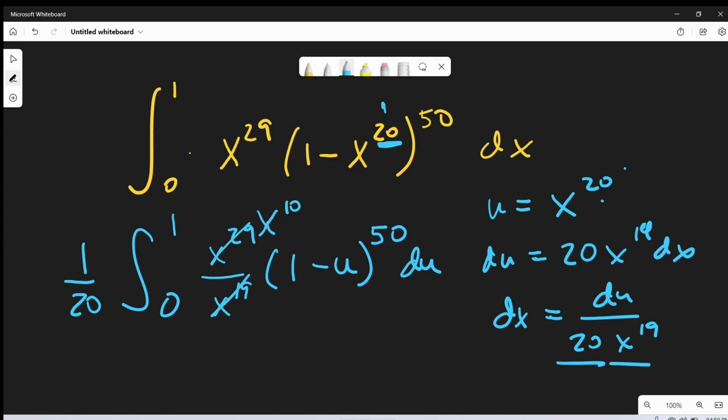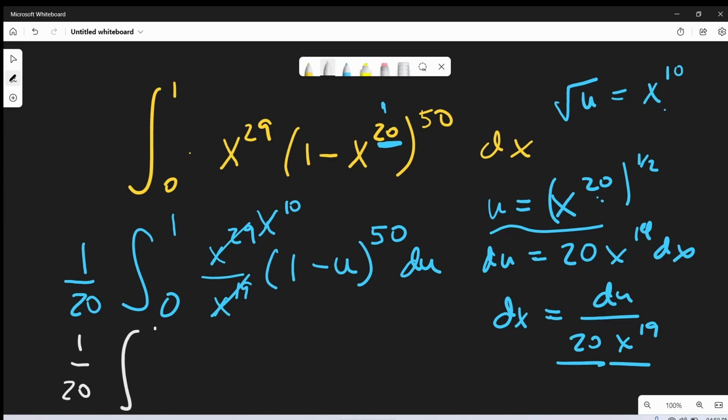All right. Now the thing to notice, our substitution was u equals x to the 20th. The square root of u is x to the 10th, right? Taking a half power here, we get our x to the 10th. So let's do a quick rewrite. We'll have our 1 over 20. Okay, but our x to the 10th we'll write, instead of writing a square root, as u to the 1/2. Then we'll have 1 minus u, still to the 50.